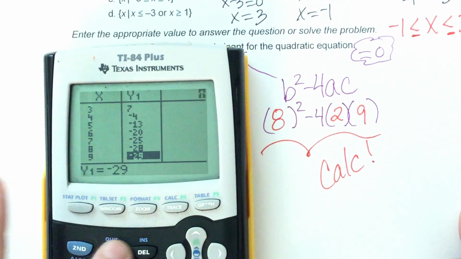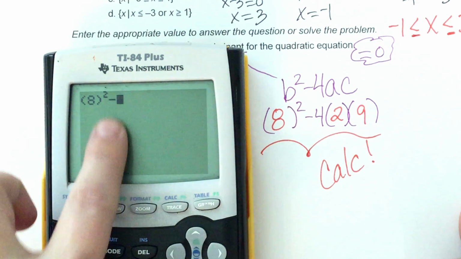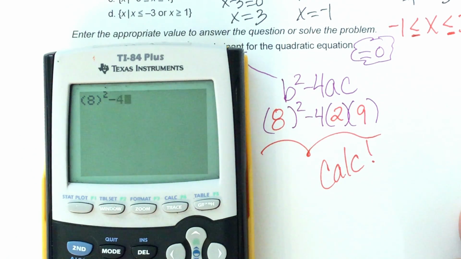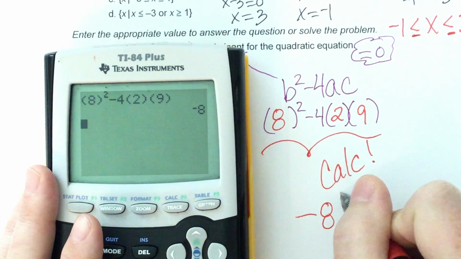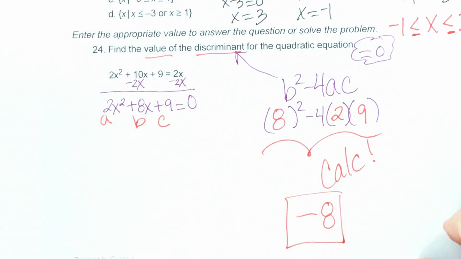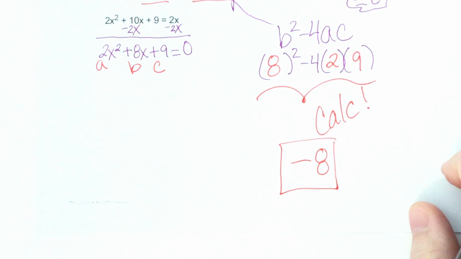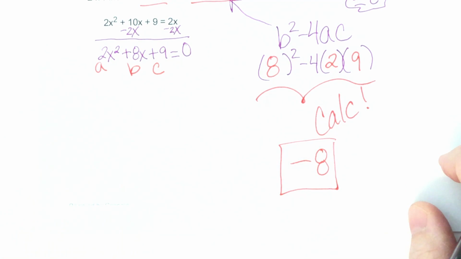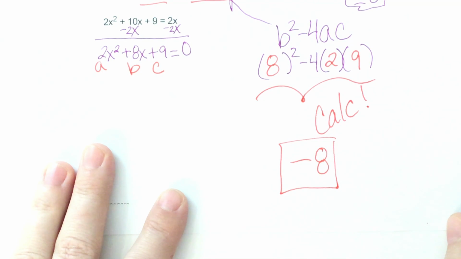So, parentheses, 8, close it, square it, minus, make sure that's a minus, 4, parentheses, 2, close it, parentheses, 9, close it. And when you hit enter, you get negative 8. And that is our discriminant. And so that's the answer. That's what you would put in. If it wanted to know how many answers, there would be 2, and they would be complex because you would end up having to use an i in the problem.